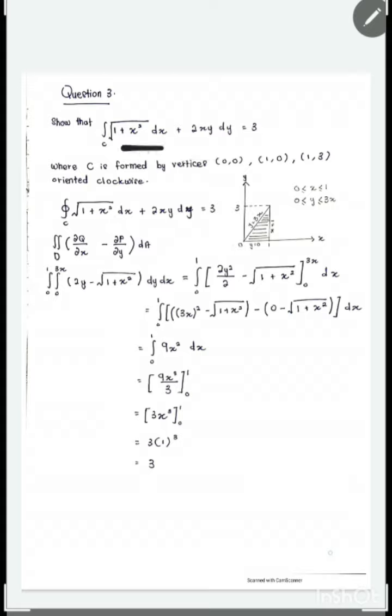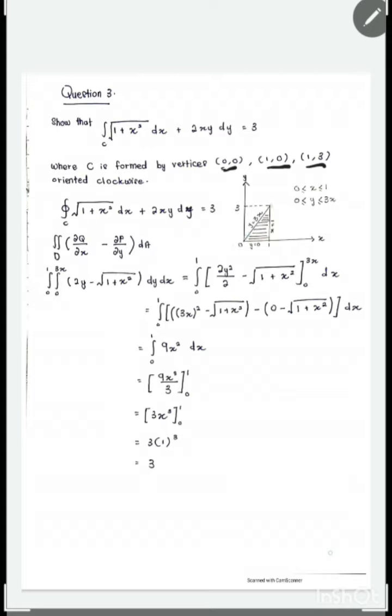Show that this equation is equal to 3, where C is formed by vertices (0,0), (1,0), and (1,3), oriented clockwise. So first of all, we have to plot the points of these vertices, which are (1,0), (0,0), and (1,3). So (0,0) happens to be here, (1,0) happens to be here, and (1,3) is over here.